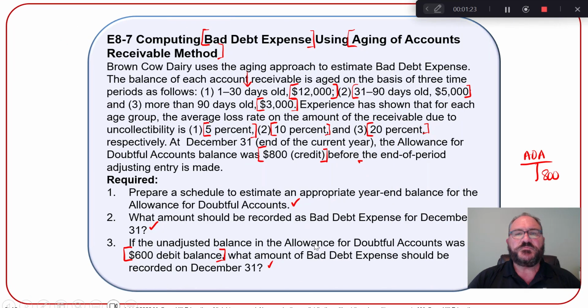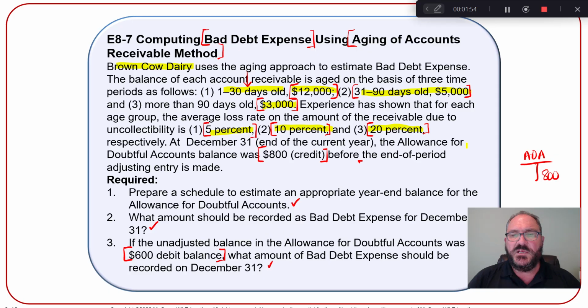All right, next one. Here we're talking about Brown Cow Dairy using an aging approach, right? So they're telling us we want to estimate bad debt expense. So for 1 to 30 days, they got $12,000. For 31 to 90 days, $5,000. And over 90 days, $3,000. And experience has shown them, so they give you the rates, 5% for the first one, 10% for the second one, and 20% for the third one.